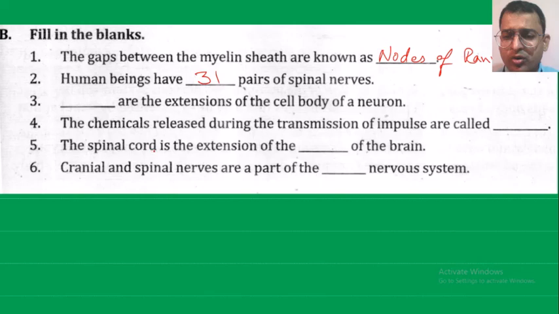Dash are the extensions of the cell body of the neuron. That is the dendrites. Dendrites are the membrane extensions of the cell body of the neuron. The chemicals released during the transmission of impulses are called neurotransmitters.